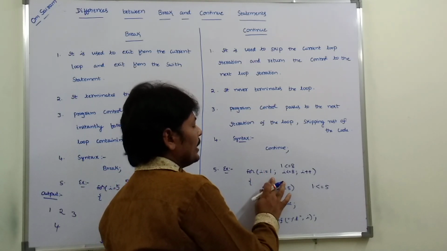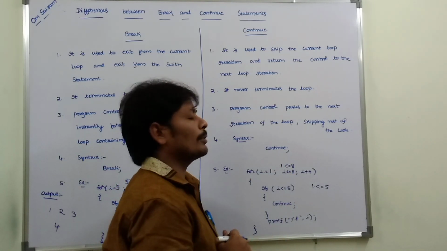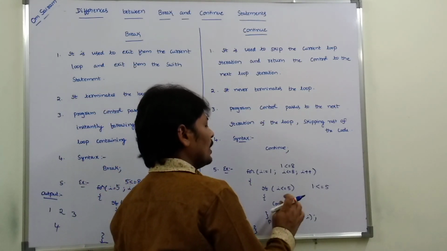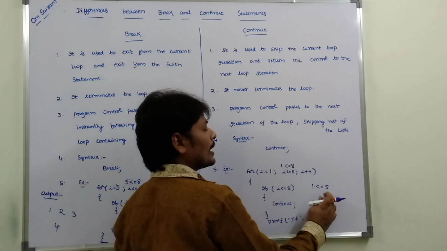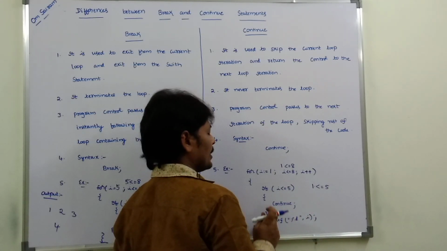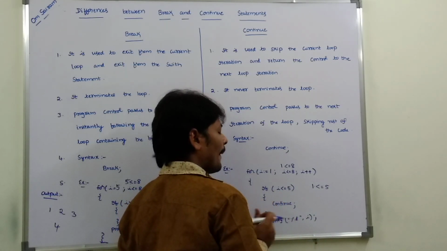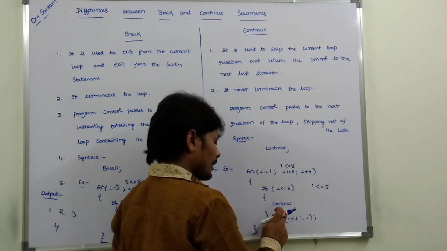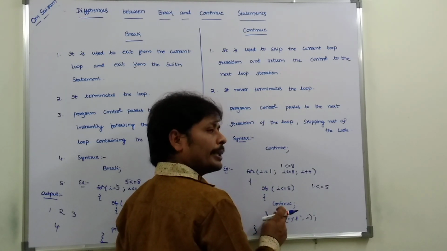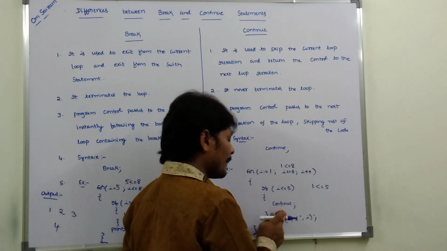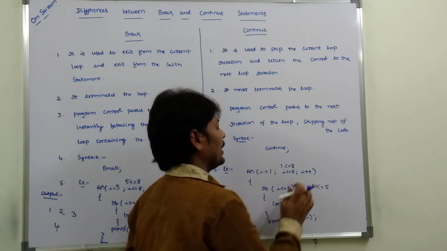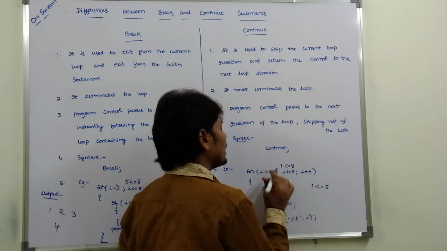Initially I value is 1. 1 less than or equal to 8. Condition true. The control goes to the body of the loop. I value 1. 1 less than or equal to 5. Condition true. The control goes to the body of the loop. Here continue is there. So whatever the statements after the continue, the statements are skipped. Again the control goes to the next iteration.